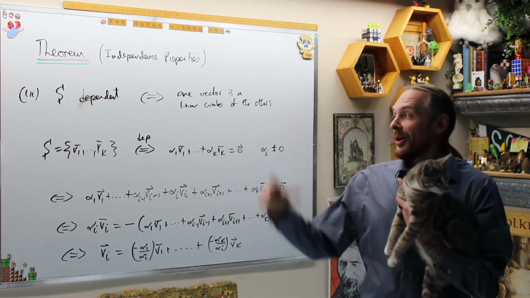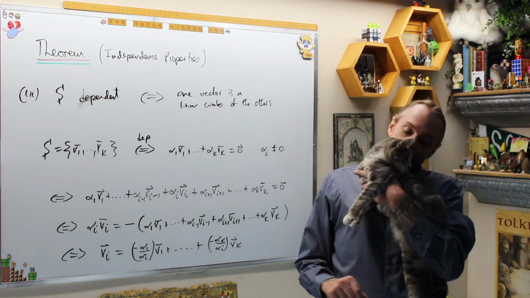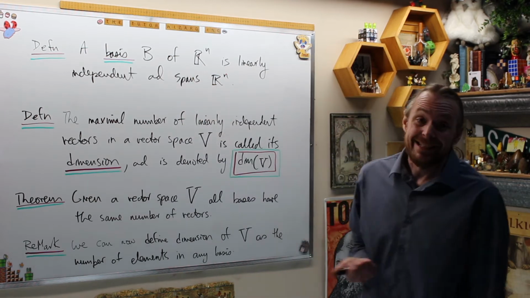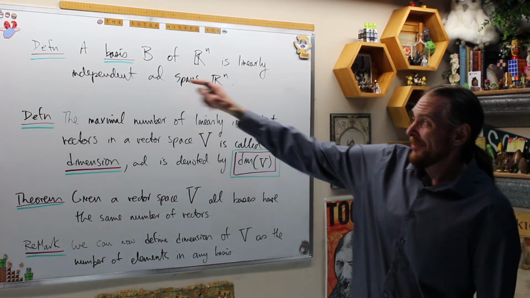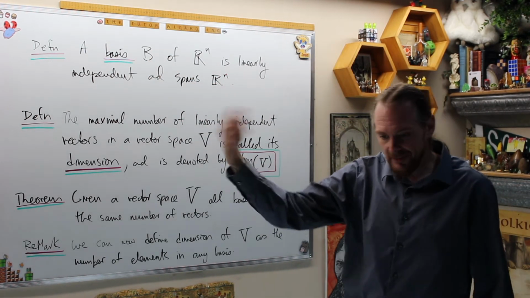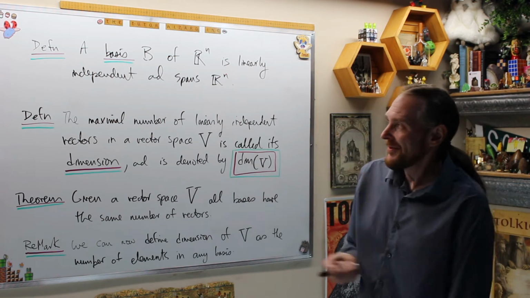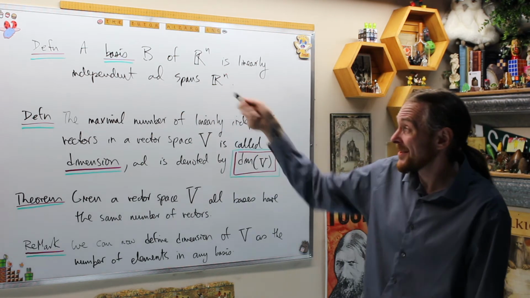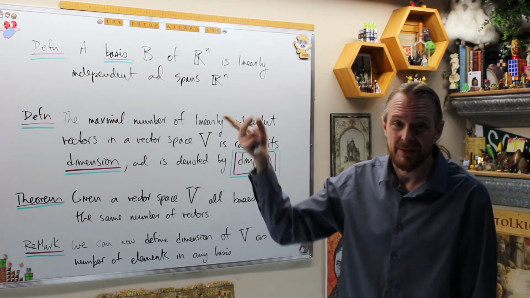Now let's get to what a basis and dimension are. Definition: a basis B of Rn, where B is a collection of vectors v1 to vn, is going to be a basis of Rn if it has two properties. It has to be linearly independent and span all of Rn. So those will be the two things we get.